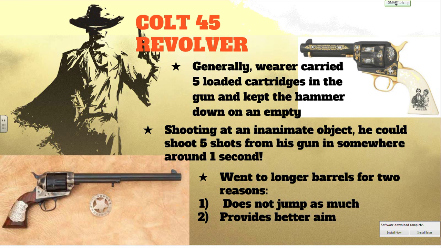A normal one would have been about, I'd say about that long. I don't have one to show you, but okay. Now they went to this for other reasons as well. Number one, you know how you have backfire on your guns when you hunt? This doesn't jump back quite as much, okay? Plus, as we said, it guides the bullet, so it provides better aim too, okay? So that's why they use different guns.